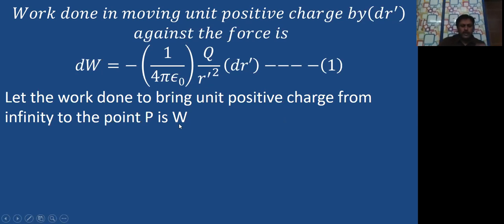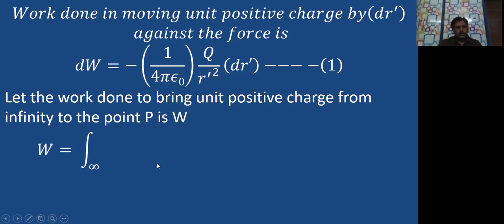Then you might get a doubt: sir, what is the purpose of calculating W? Very simple, children. Read this sentence carefully: work done to bring unit positive charge from infinity to the point P. What is this actually as per definition? If I calculate the work done to bring unit positive charge from infinity to the point P, that is itself the potential, as per definition. That means if I know the W value, I will automatically know the potential value.